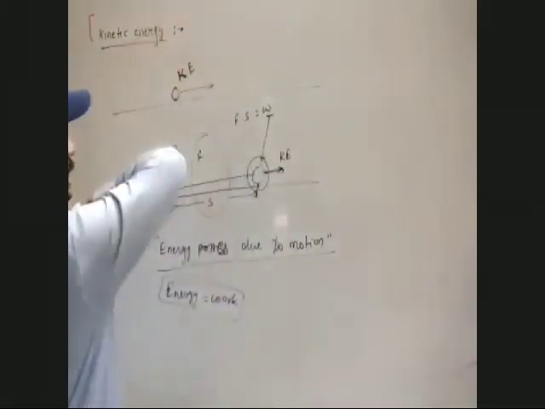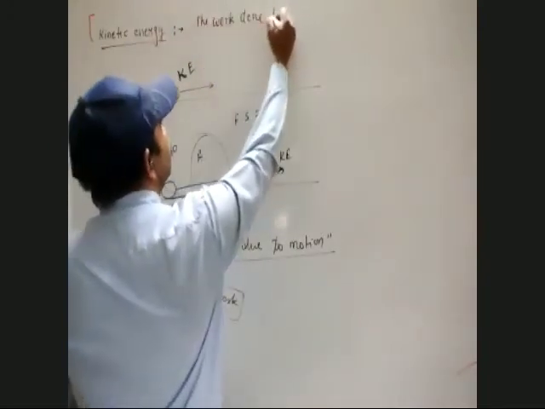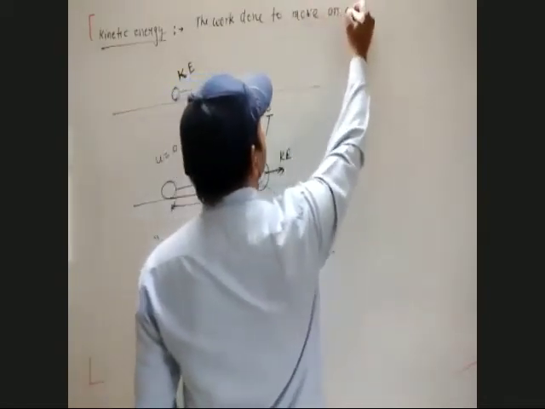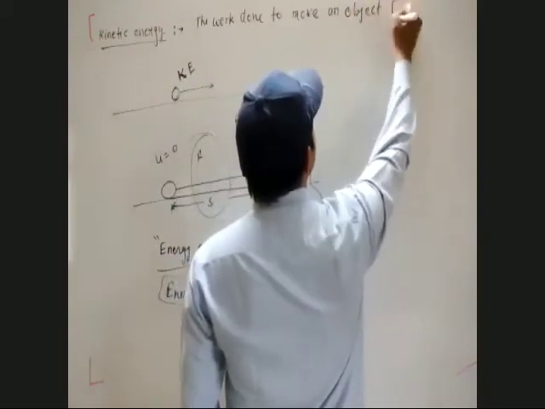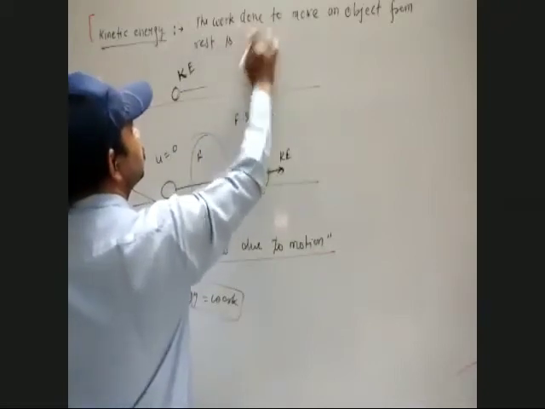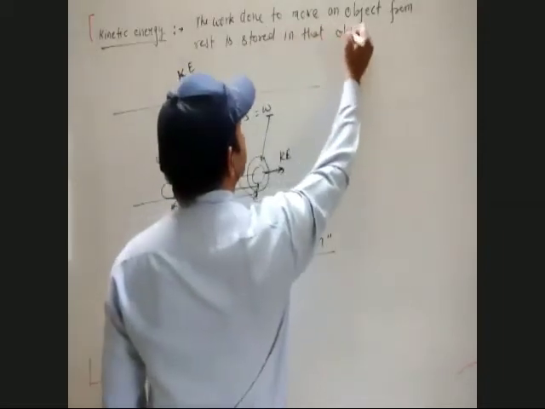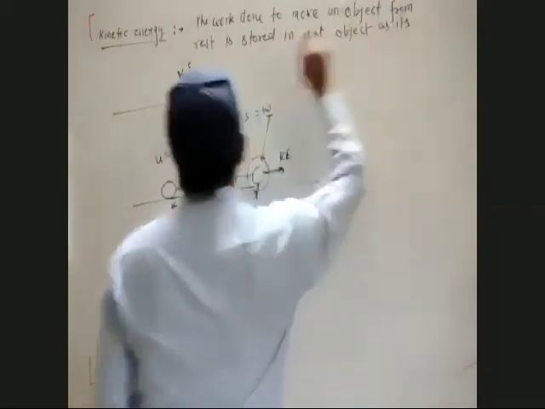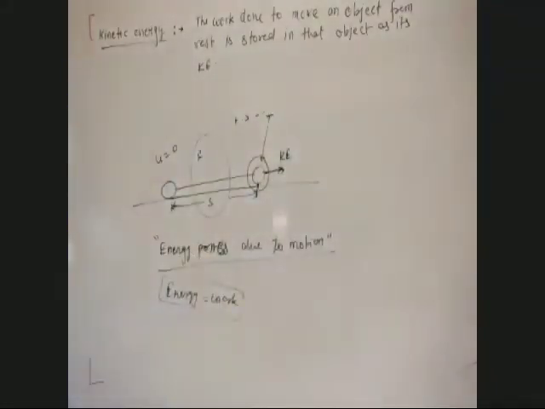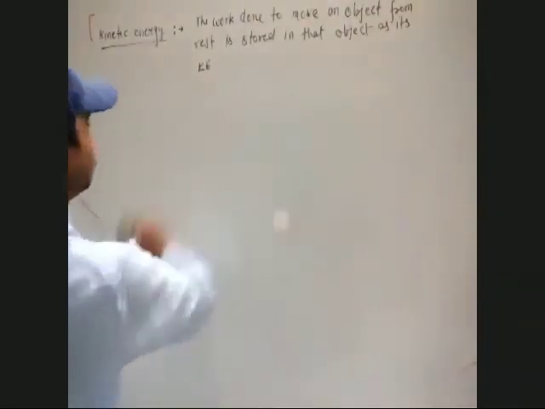So how to define kinetic energy now? The work done to move an object from rest is stored in that object as its kinetic energy. Okay, so this is the definition. Please keep in mind, it is the definition related to work, and you have to learn this definition.